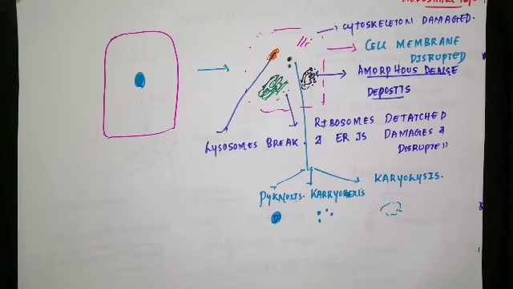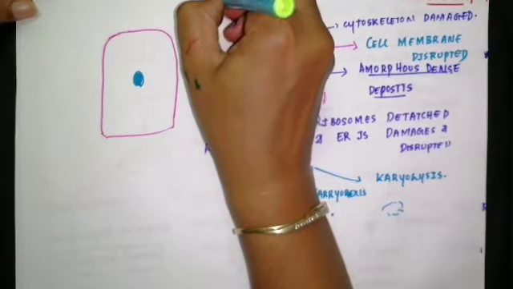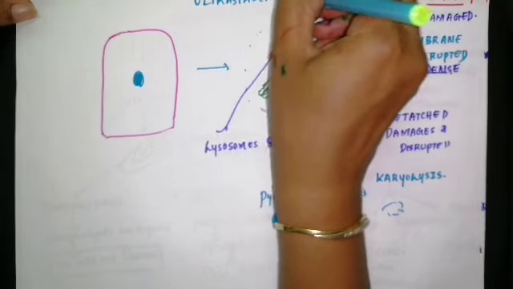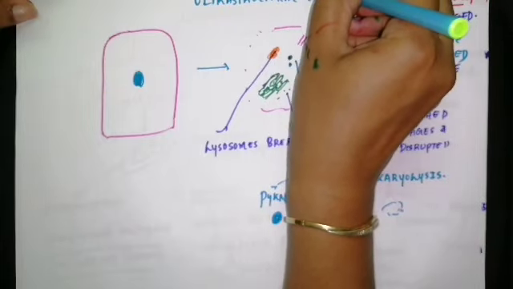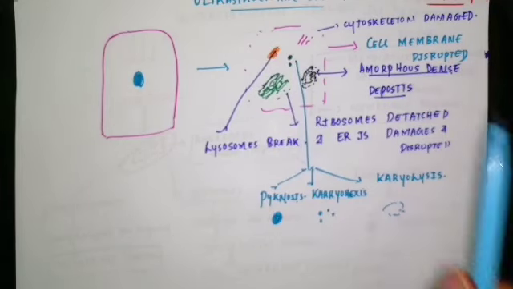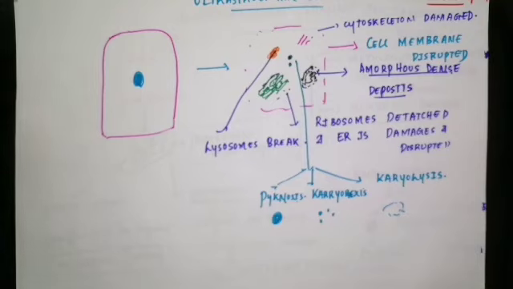So these are the ultrastructural changes in irreversible cell injury. That is, the cell membrane is disrupted. There are amorphous dense deposits in the mitochondria. Ribosomes are detached and the endoplasmic reticulum is completely damaged and disrupted. Lysosomes will break and release hydrolytic enzymes into the cell, and this will cause a release of certain enzymes into the blood also. And there are cytoskeletal damage and pycnosis, karyorrhexis and karyolysis of the nucleus.